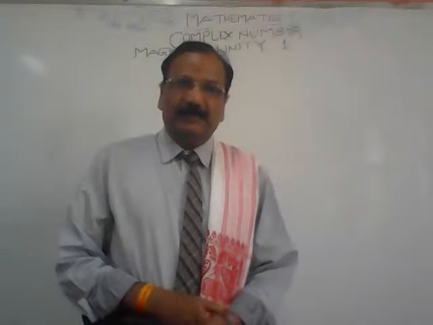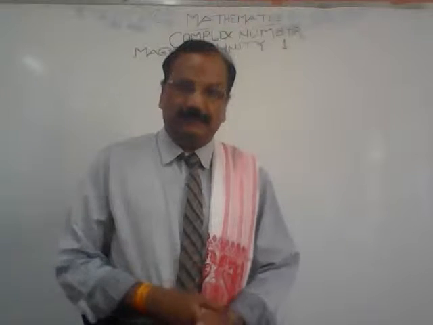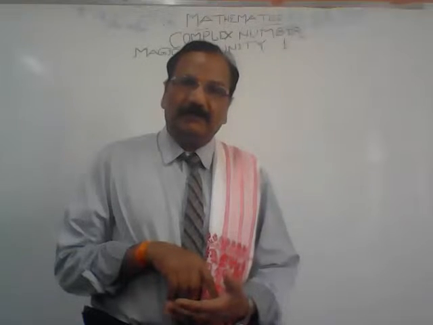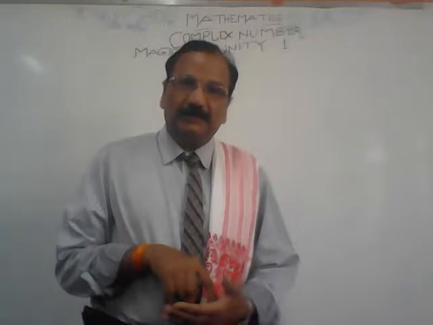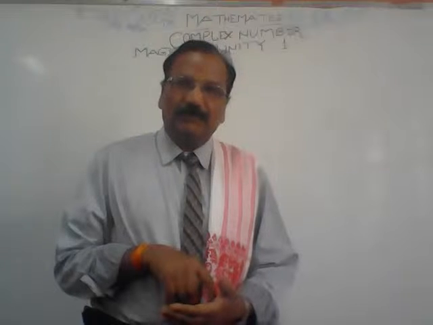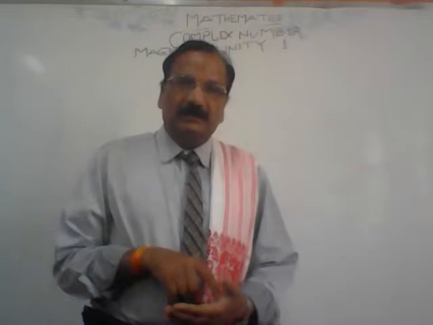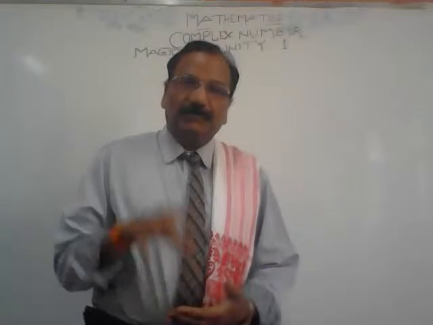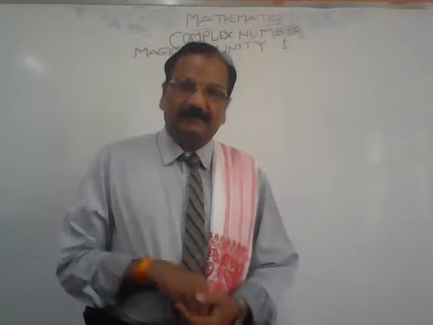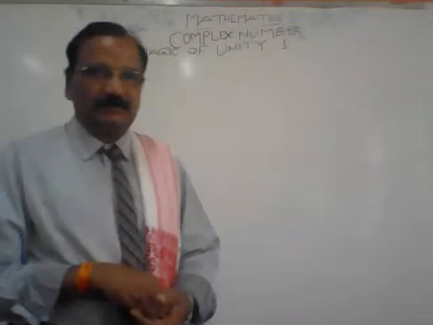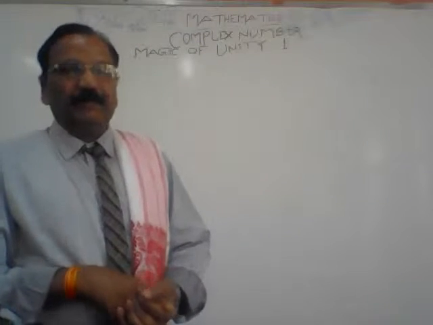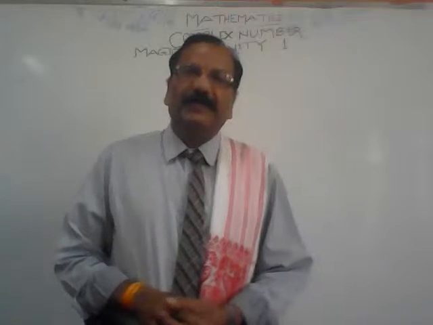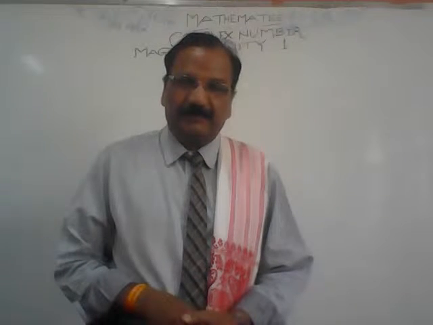Afterwards, the real number. Real number combines all the numbers. So natural number is a subset of whole number. Whole number is a subset of integer. Integer is a subset of rational, and rational union irrational makes real number. And real number is a subset of complex number, which is what we are going to read. Before that, we usually start with the magic of unity, which plays a great role in complex numbers.